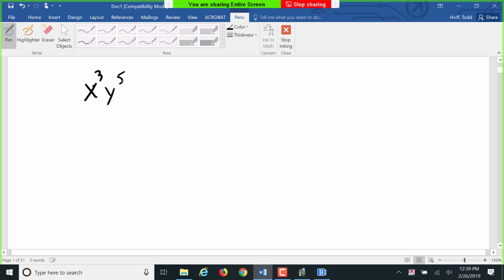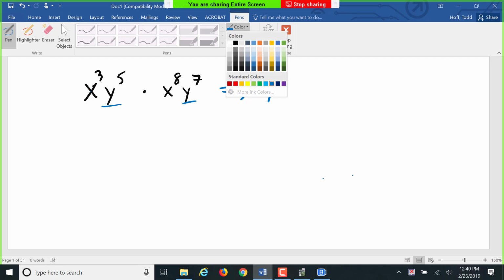X to the 3rd, y to the 5th times x to the 8th, y to the 7th. We could do each of them separately. We can multiply the x's. What is x to the 3rd times x to the 8th? X to the 11th, good. Y to the 5th times y to the 7th? Y to the 12th. Now I could have times in between them, but I don't need it. It can just be x to the 11th, y to the 12th.